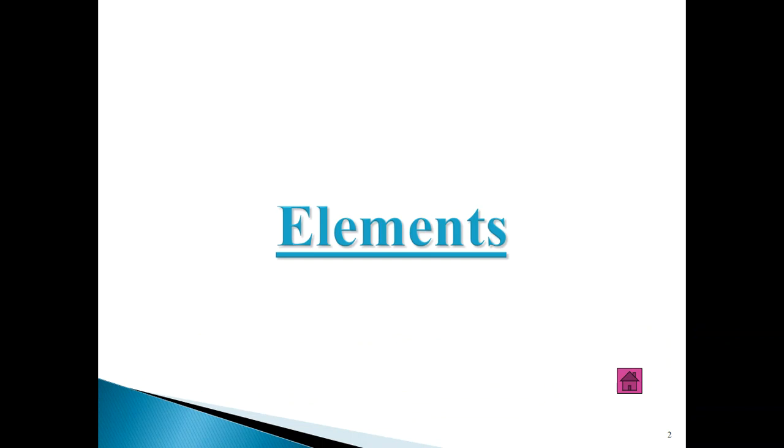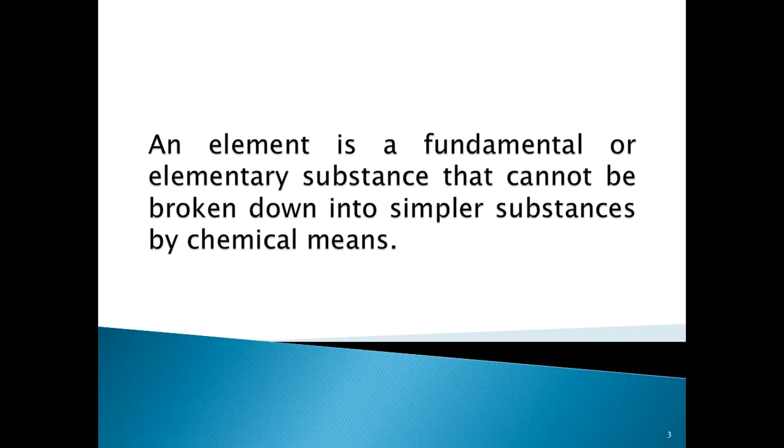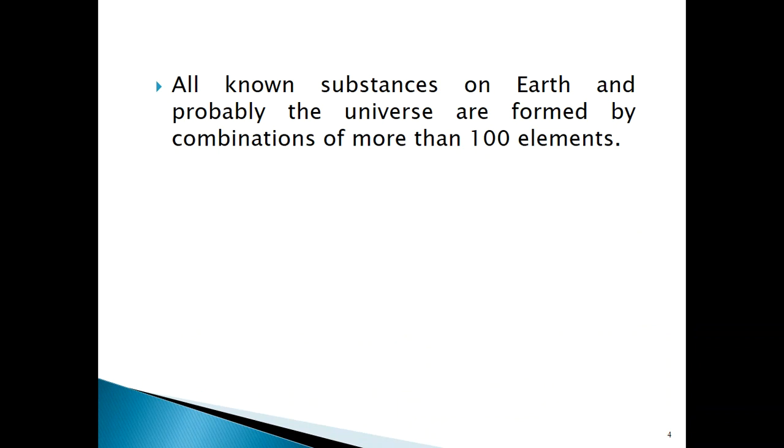What are elements? If I'm not mistaken, we dealt with elements in either chapter 2 or chapter 3. The definition of an element, if you remember, is basically a fundamental or elementary substance that cannot be broken down into simpler substances by chemical means. And we all know about the periodic table, which is the list of known elements that we have obtained so far or synthesized so far. And these number more than 100.